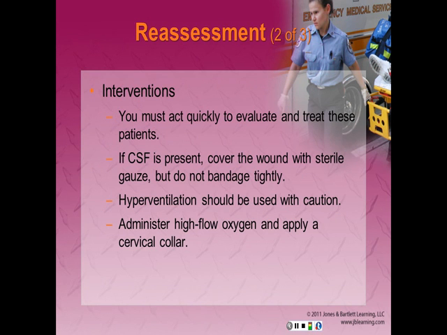If CSF is present, cover the wound with sterile gauze to prevent further contamination, but do not bandage tightly. Hyperventilation should be used with caution and only when capnography is available. Your protocol should include the administration of high-flow oxygen and the application of a cervical collar as part of spinal immobilization.